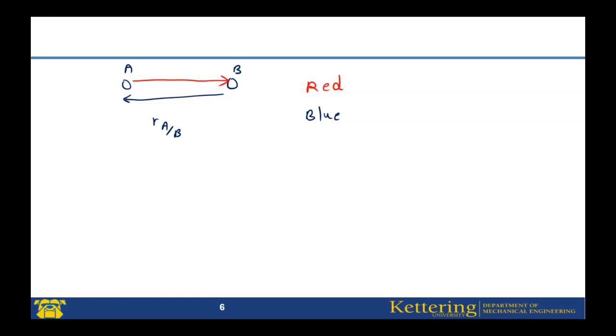If I want to draw the relative position of A with respect to B, which vector do you think is the correct one? The red one or the blue one? Yes, I collect your answers. Yes, the blue one.